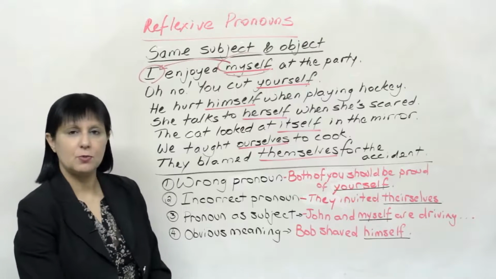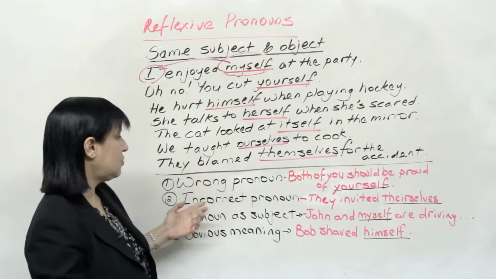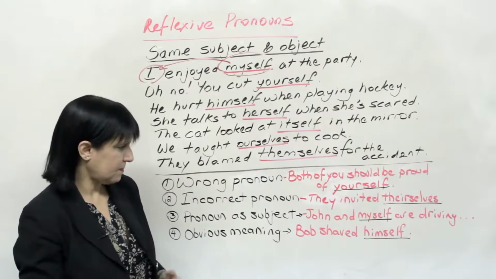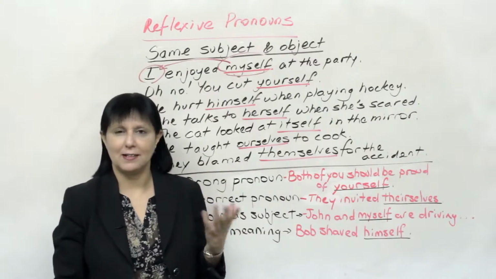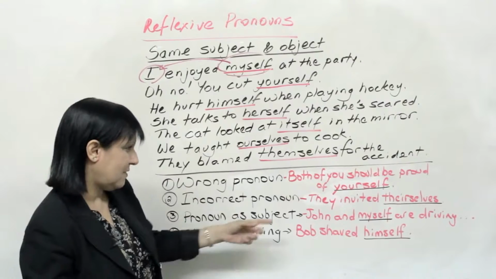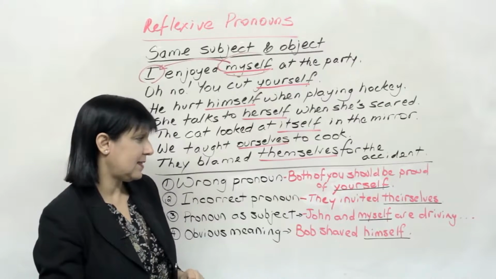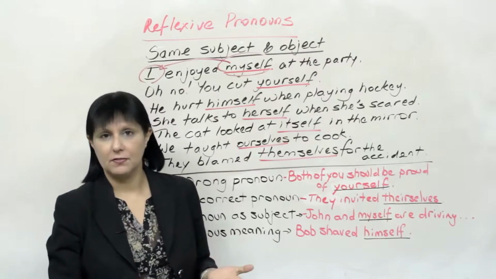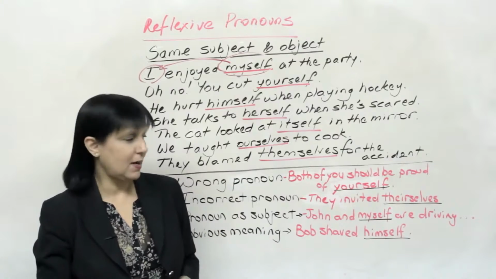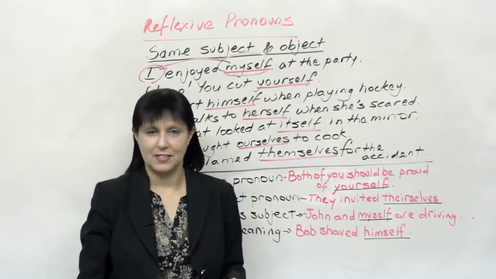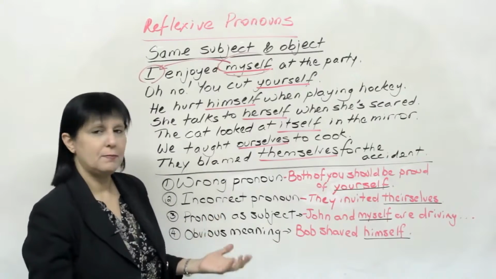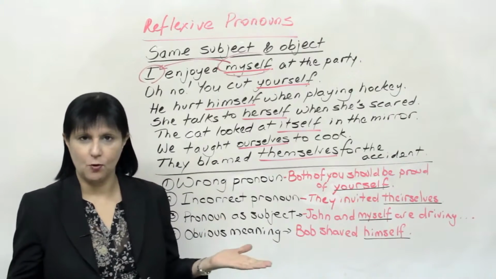Second kind of mistake with reflexive pronouns is to use the incorrect pronoun. In other words, to invent a pronoun that doesn't actually exist in English. For example, people might say they invited theirselves to the party, right? There is no word in English like theirselves. So in this case, it's wrong because there is no such form.